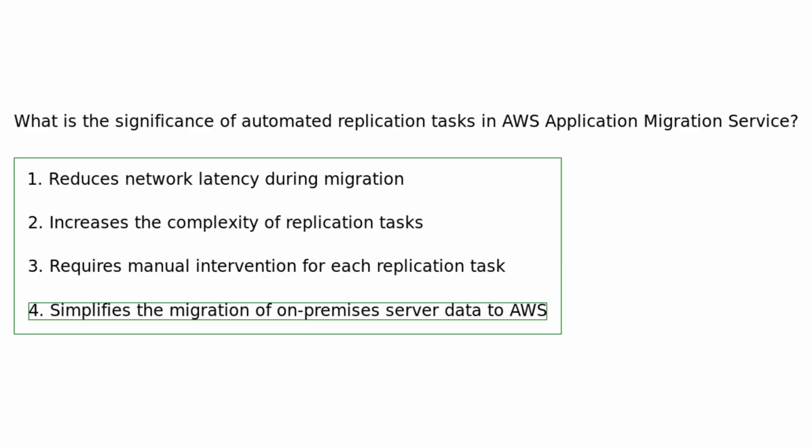Automated replication tasks in AWS Application Migration Service simplify the migration of on-premises server data to AWS by streamlining the replication process, reducing manual effort and ensuring data accuracy.